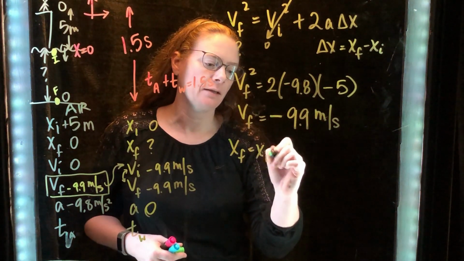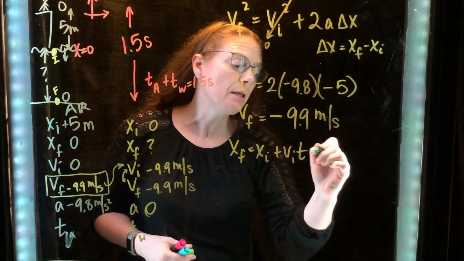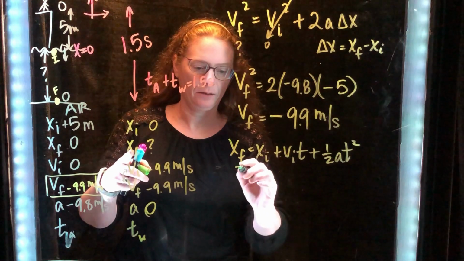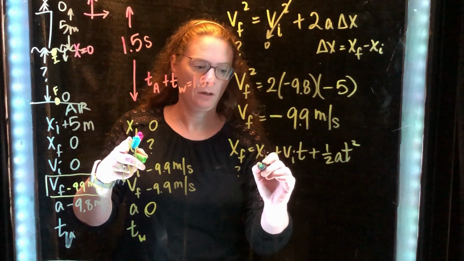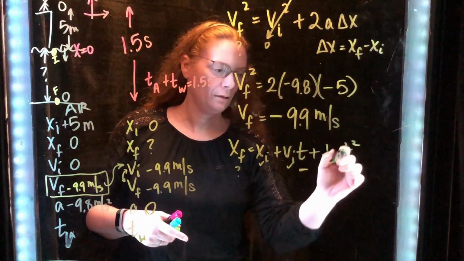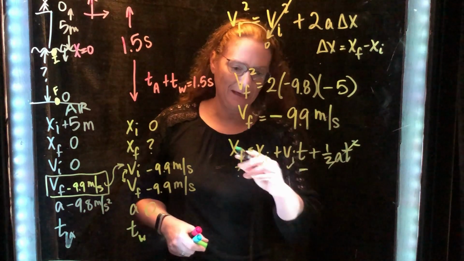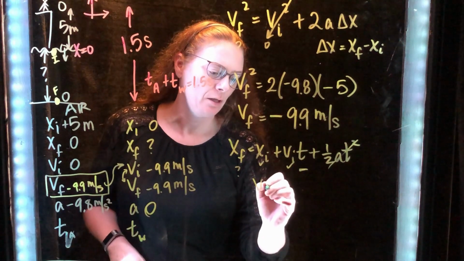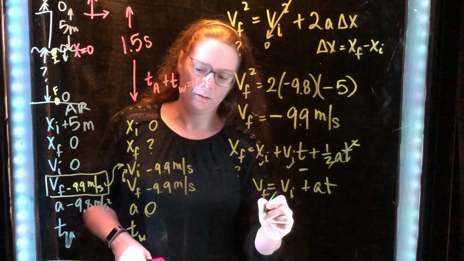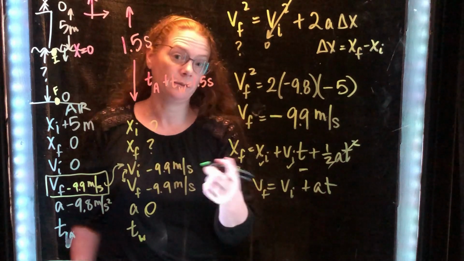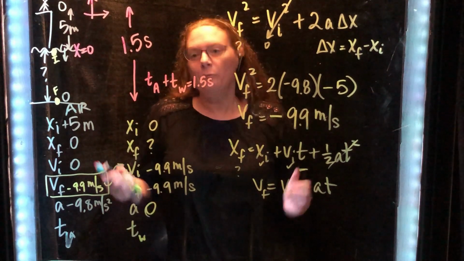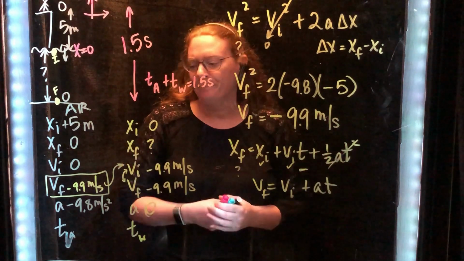X final equals x initial plus v initial t plus 1/2 at squared. Okay, I'm looking for x final, that's what I want. I know x initial, I know v initial, don't know time. And yeah, that would be 0. So if I had time, I could use this one. The third equation is v final equals v initial plus at. Well, it doesn't have x final in it, so that's not going to be helpful. Again, we stop, we say, we don't have enough information.